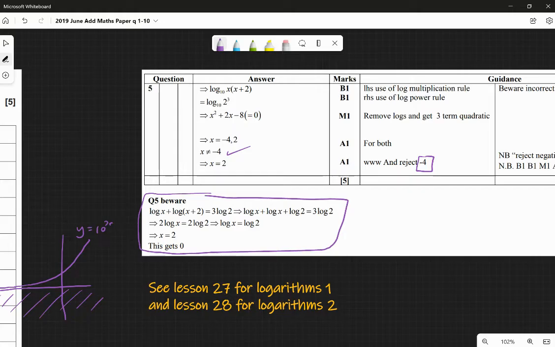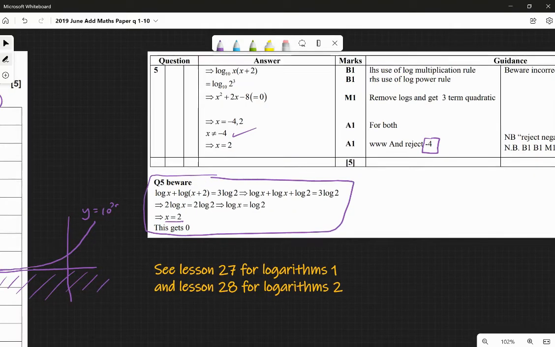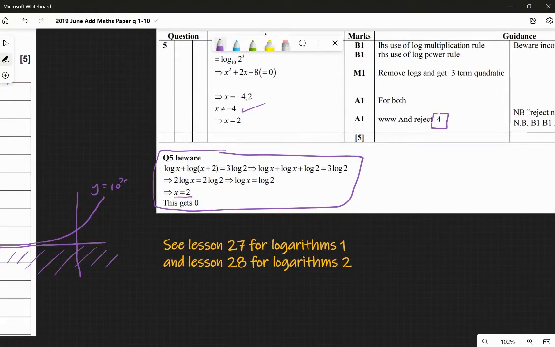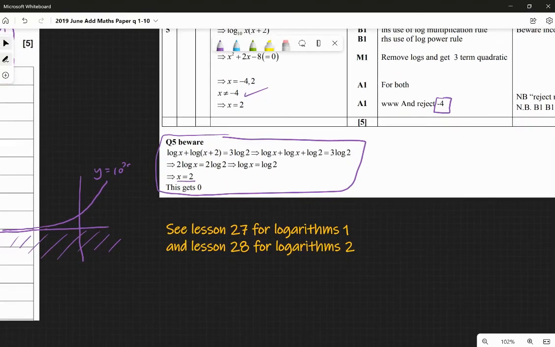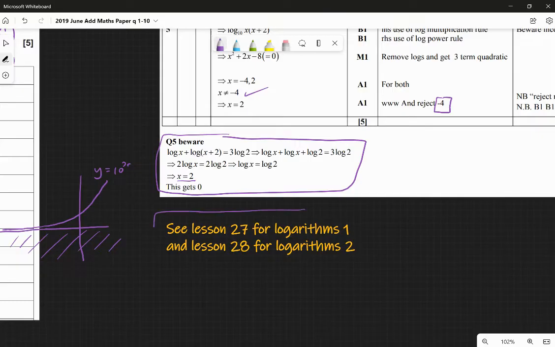It looks like you can get the right answer with really bad workings. Okay, just luckily. So just avoid that. Make sure you are careful. Show detailed reasoning. Okay, the answer is not the key. It's the detailed reasoning which is the key. If you want to practice logarithms, see my lessons 27 and 28.